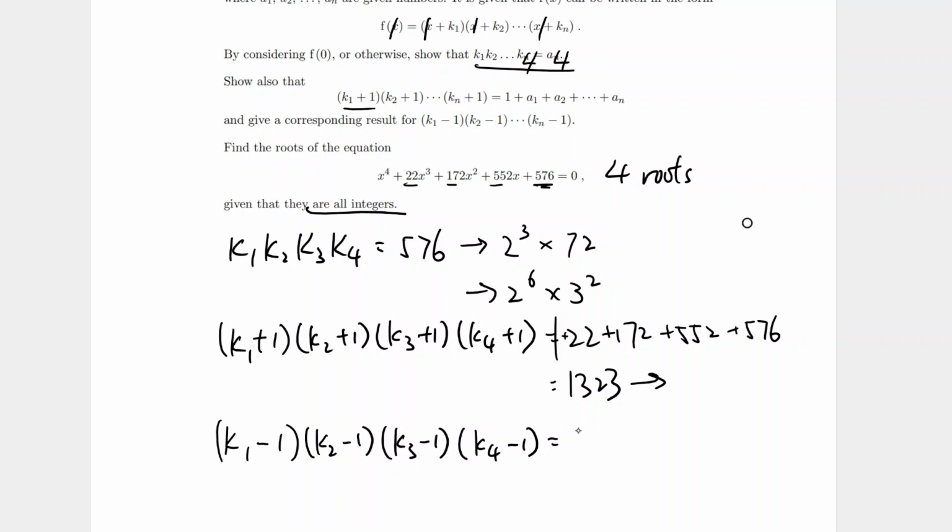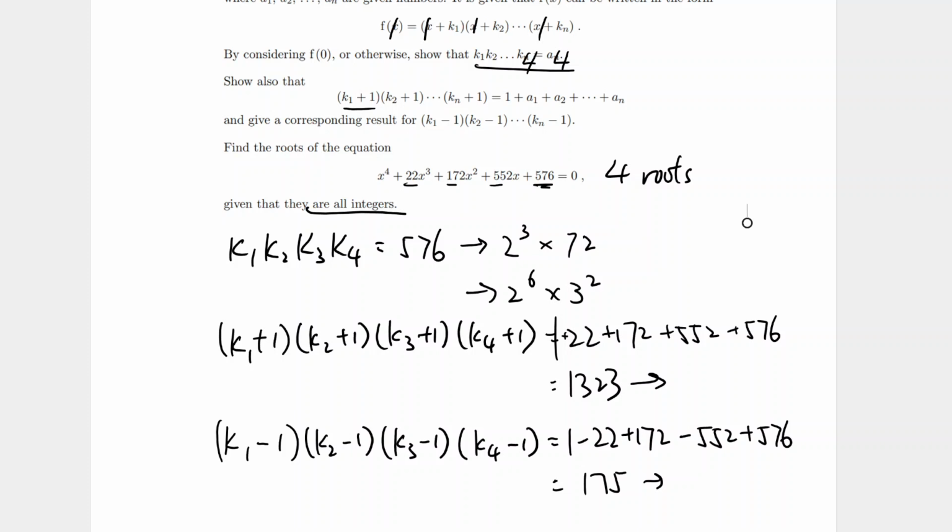So this is 1 minus 22, yeah? Plus 172 minus 552 plus 576, yeah? And that equals something, which again, I'm going to do mentally. Okay, my mental maths tells me that it's 175. Fine. Okay, so again, what are the prime factorizations of these things?